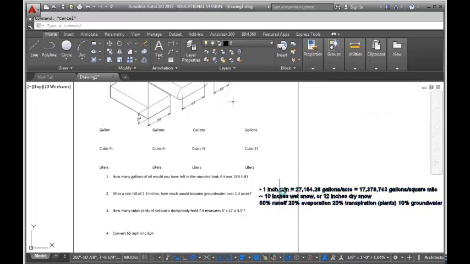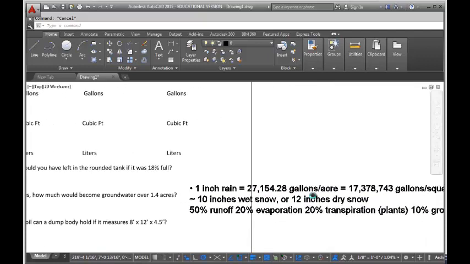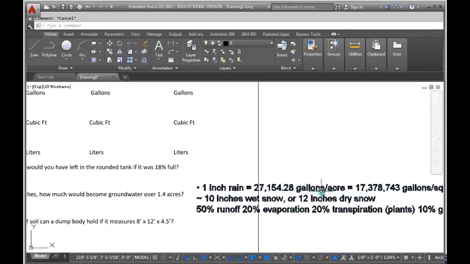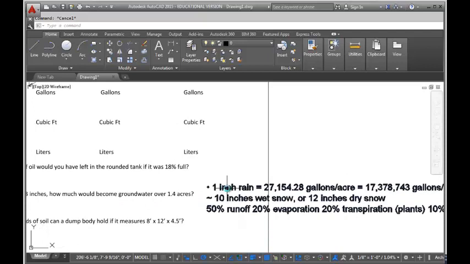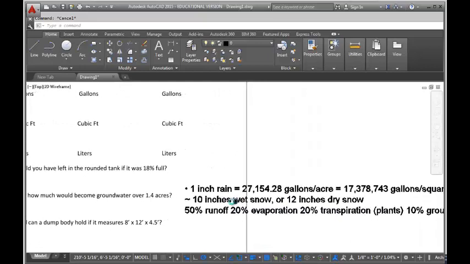Okay, so this is saying for 1 inch of rain, 27,154.28 gallons of water accumulates per acre. Okay, so this is based on 1 inch of rain and 1 acre. We have 2.3 inches of rain over 1.4 acres. So let's figure out how we would solve that first.